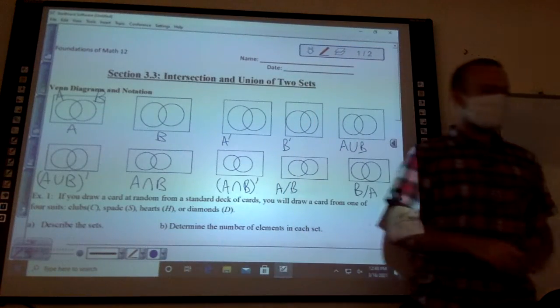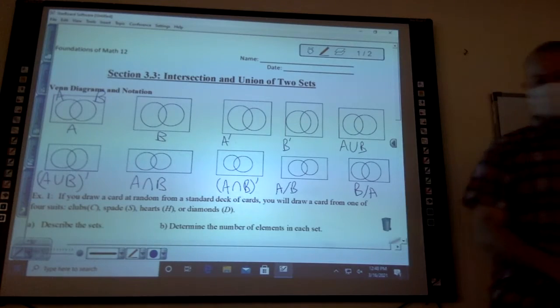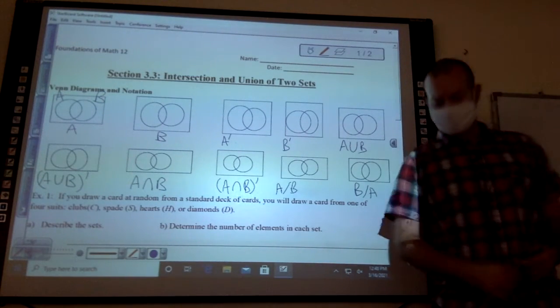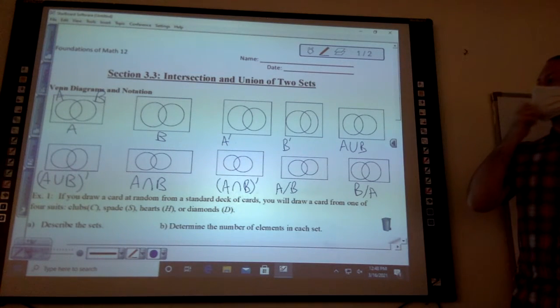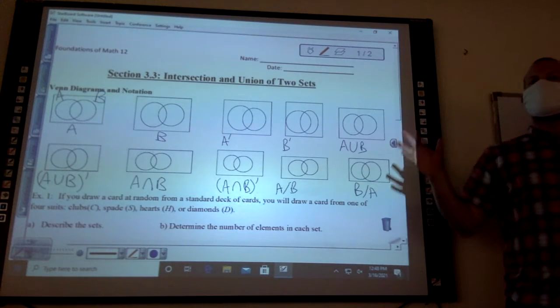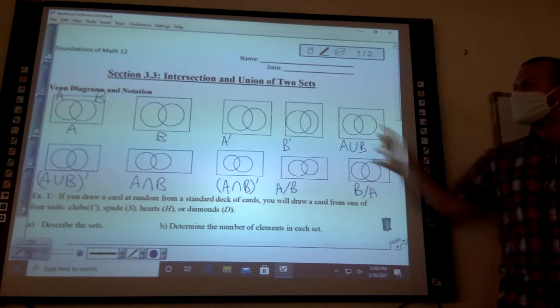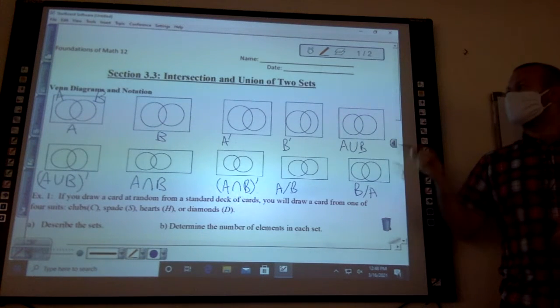All right, so we are into the next section. We're into 3.3. If you haven't watched 3.2, you'll want to do that. Today we're going to talk about this interaction between different sets in here. So I've already kind of penciled this all in. While I'm talking, you can jot these down.